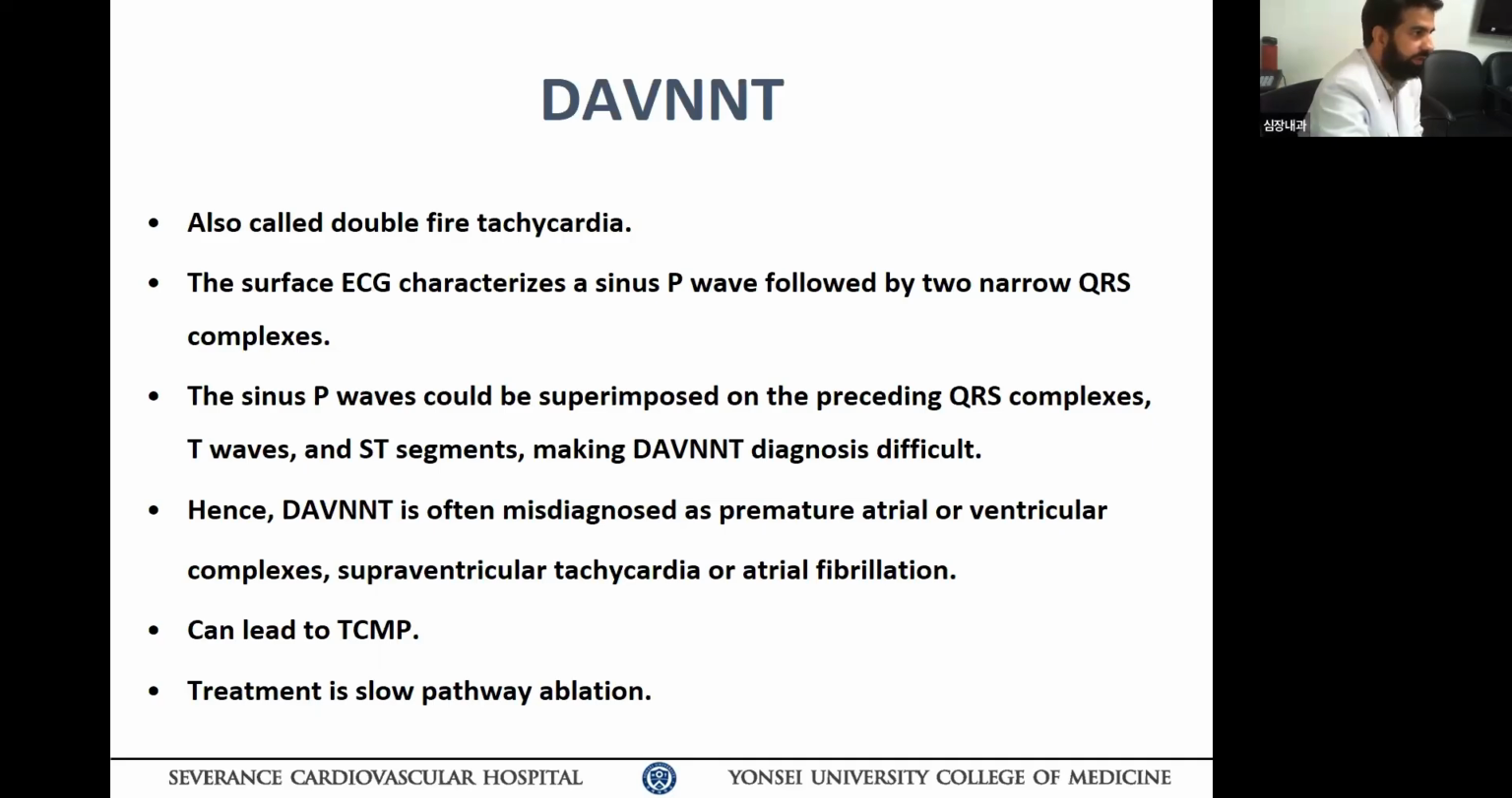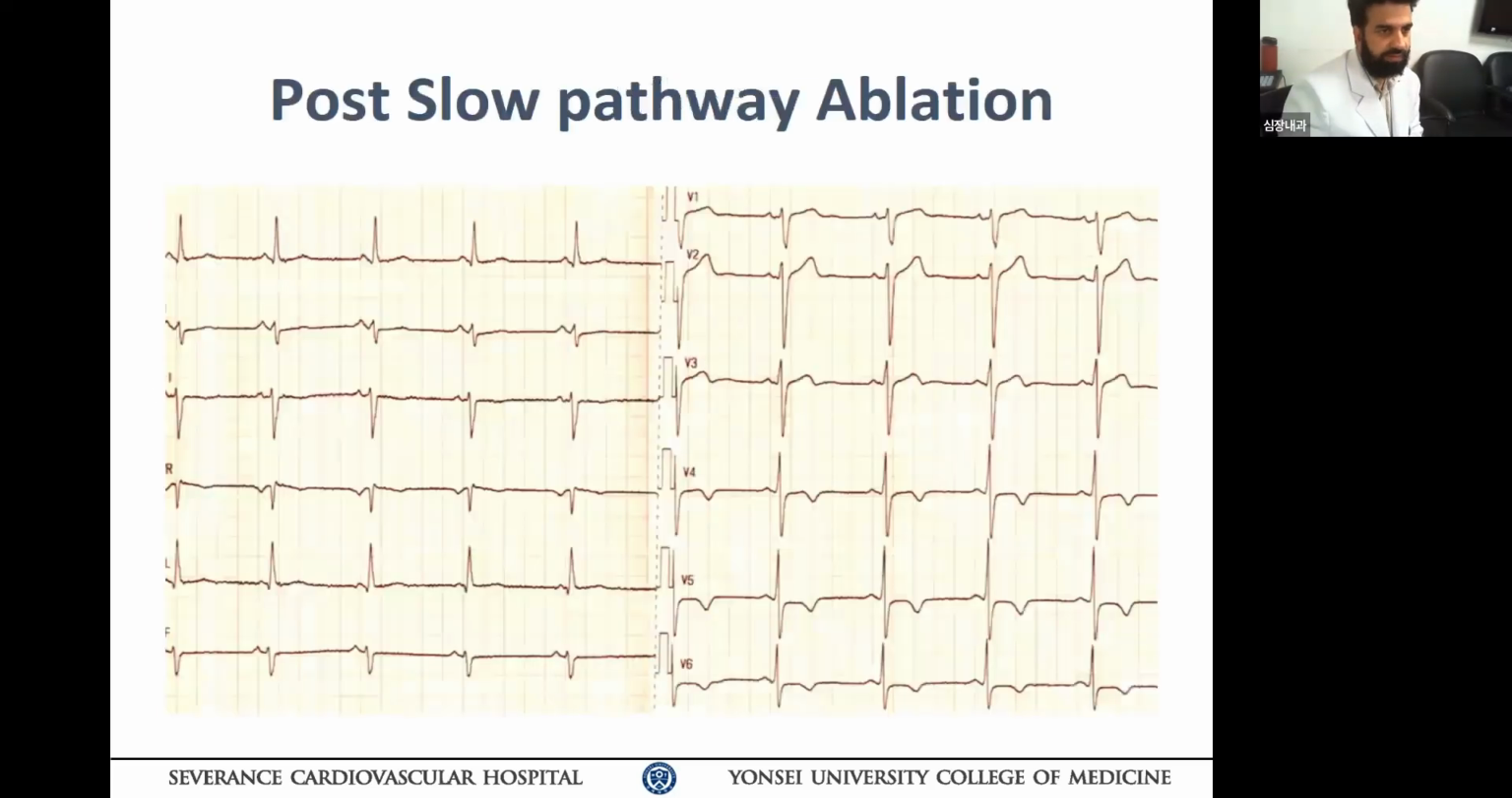This can lead to tachycardiomyopathy, because if the sinus rate is 100, the ventricular rate is effectively 200. In this patient, the LV cavity was dilating, and the treatment is slow pathway ablation. This is post slow pathway ablation, and the patient was then free of palpitations, and her ejection fraction improved over the next 3-4 months.